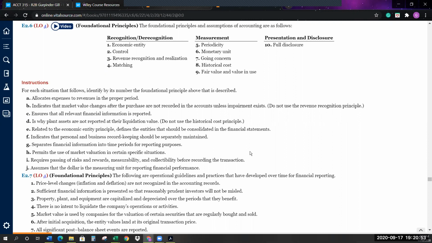And finally, this one assumes that the dollar is the measuring unit for reporting financial performance. This is the monetary unit. So we are assuming that the dollar is stable between the Canadian and US market. All right, lovely. So that is topic 1 for us.